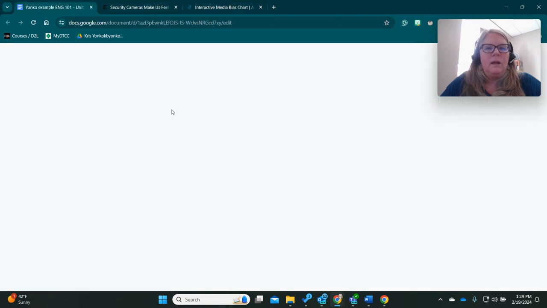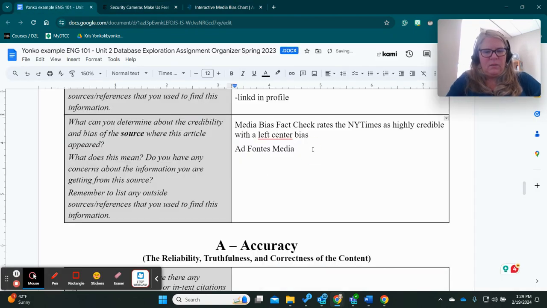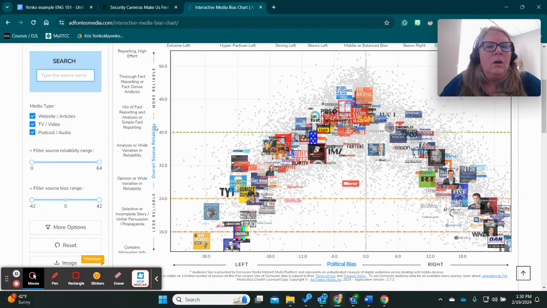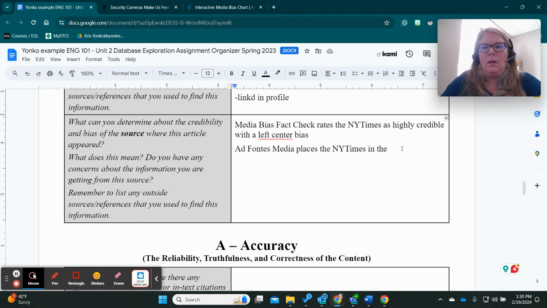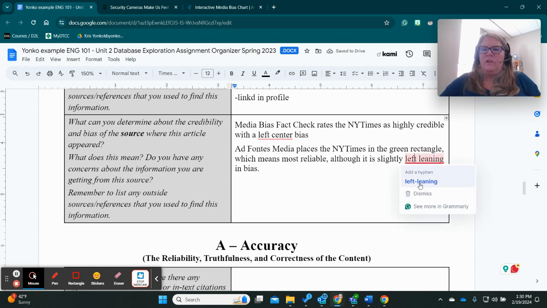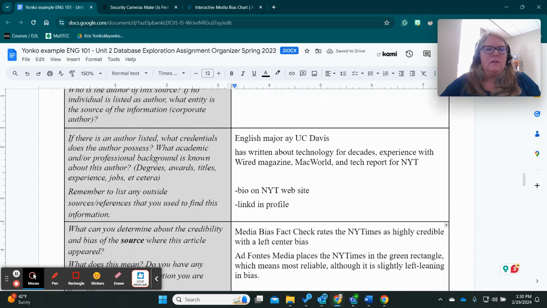So we could write that as Ad Fontes Media places the New York Times in the, what's that green rectangle say? Most reliable, is slightly left leaning in bias. Okay? So that's how we would write that. I'm going to say where we're getting the information from and what information we got. I did mean to say up here.